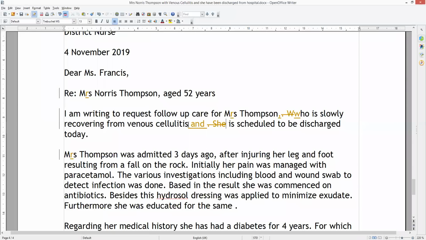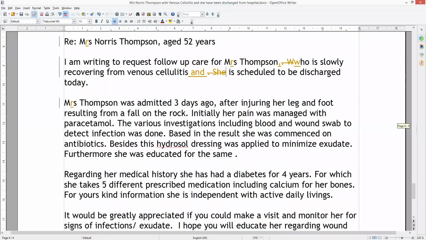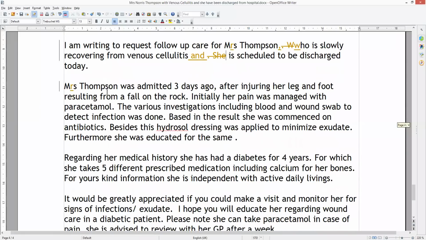I'd like to request follow-up care from Mrs. Thompson, who is slowly recovering from venous cellulitis and is scheduled to be discharged today. That's good. Mrs. Thompson was admitted 3 days ago after injuring a leg on foot, resulting from a fall on the rock. Is this a special rock, a particular rock? I don't think so. So from a fall on the rocks in general, or from a fall on a rock, but you can't just have the rock because the implies a particular rock. So just make it the rocks in general.